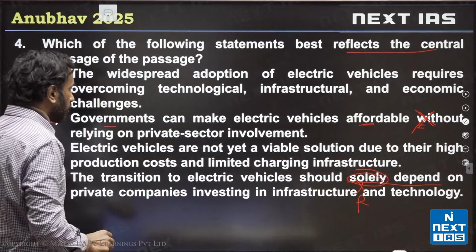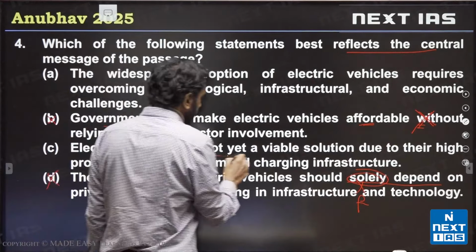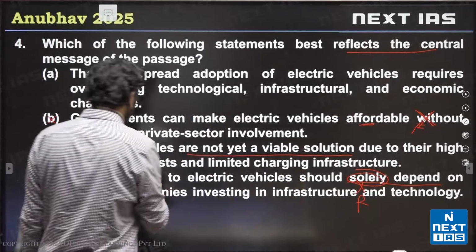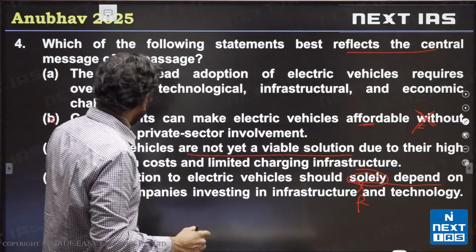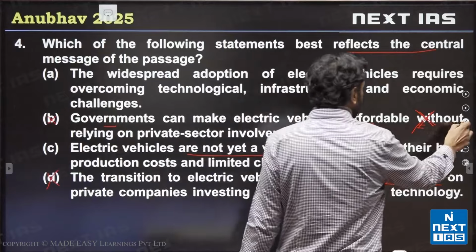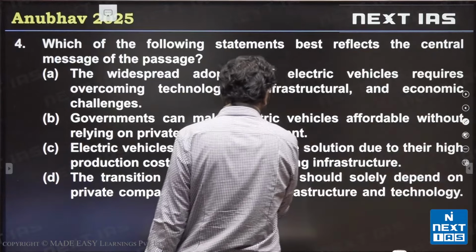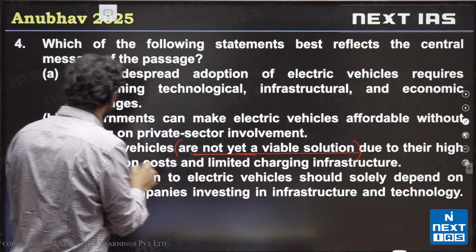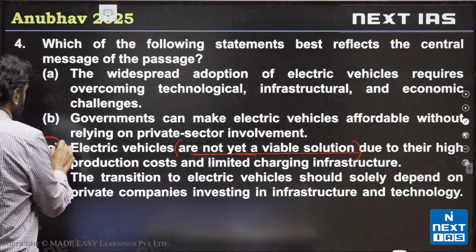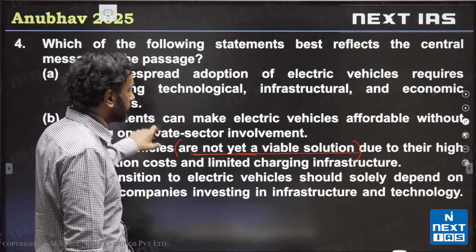Between A and C, we want to check. C says electric vehicles are not yet a viable solution due to their high production costs and limited charging infrastructure, right? So I know many students would actually go with option C, are not yet a viable solution. Okay, we'll put option C aside. I have only marked option C and these words, especially because I know students have gone with it. We'll put option C aside.